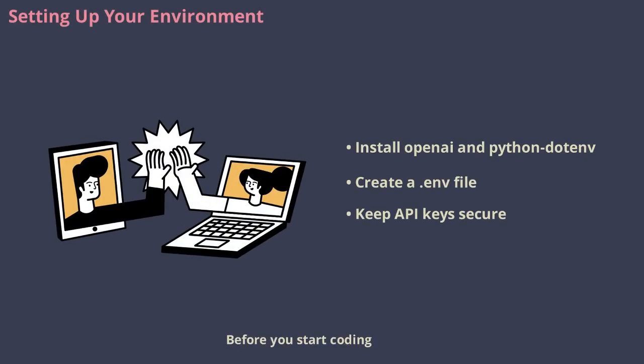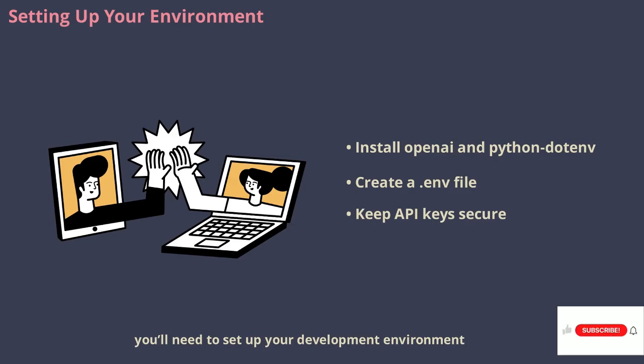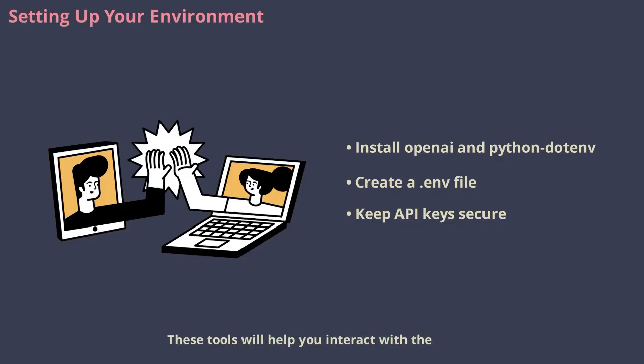Before you start coding, you'll need to set up your development environment. Begin by installing the required Python packages, such as openai and python-dotenv. These tools will help you interact with the OpenAI API and manage your API keys securely. Creating a .env file for your API key ensures your credentials are kept safe and out of your codebase. With these steps, you'll have a secure and ready-to-use environment for building your chatbot.